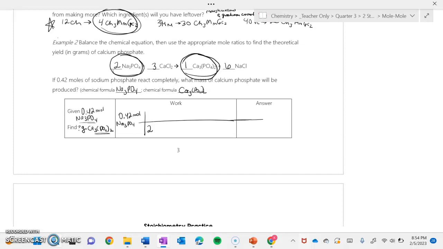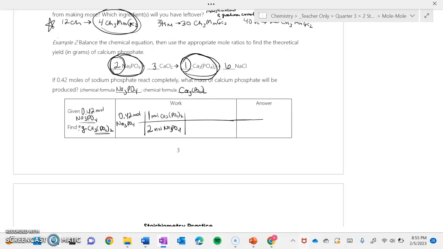So I'm going to use the 2 from my coefficient. 2 moles of sodium phosphate for every 1 mole of calcium phosphate. And these are coming straight from my coefficients. Whatever those numbers are, that's what goes in your mole ratio.